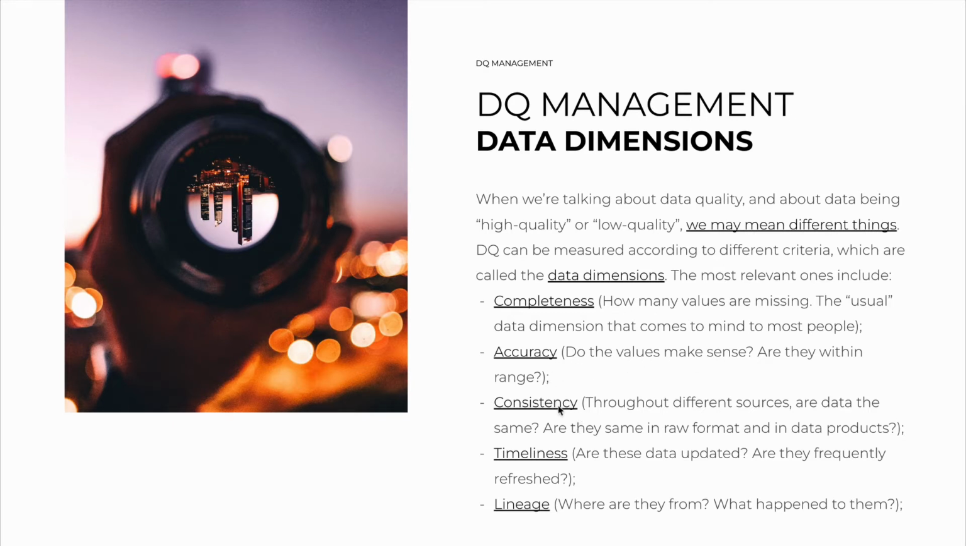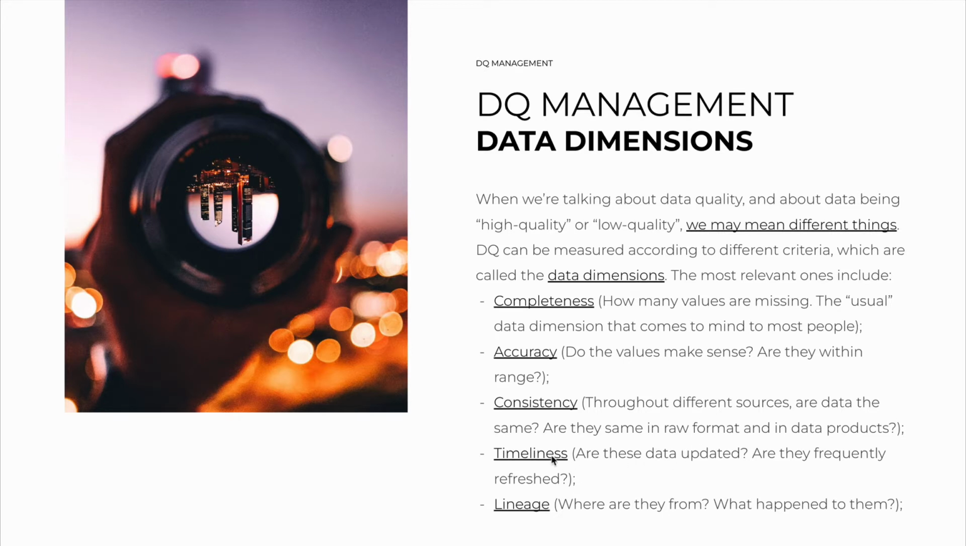Then we have consistency, and this is crucial when dealing with multiple data sources. That is, throughout the different data sources, are the data the same? For example, if you have 10 repositories of customer data, are they the same customer data? Or even at different stages of the same process for the same data? That is, are the raw data in the same format as in the data reports or other data products? Or did something happen along the way?